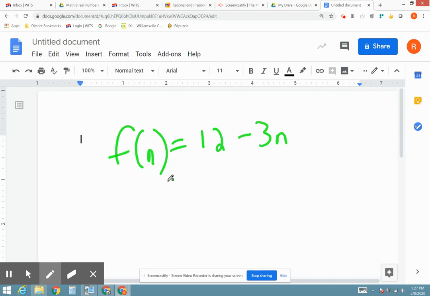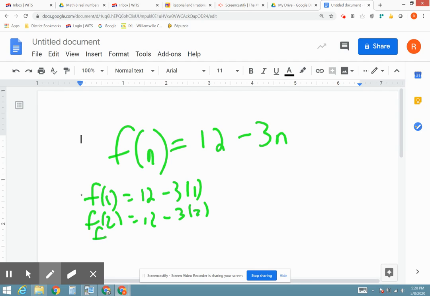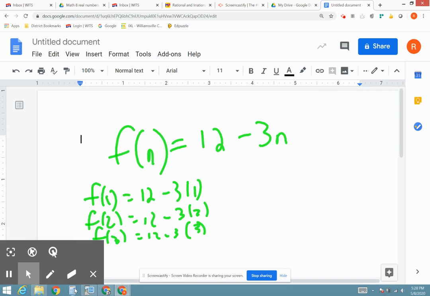I just want to show you some shortcuts. So let's say they give you this sequence and they say we want the first five terms. Well, normally you would have to do f of 1 equals 12 minus 3 times 1, f of 2 equals 12 minus 3 times 2, f of 3, and so on and so forth, and you would keep going. Well, you can use your graphing calculator and do this really fast.